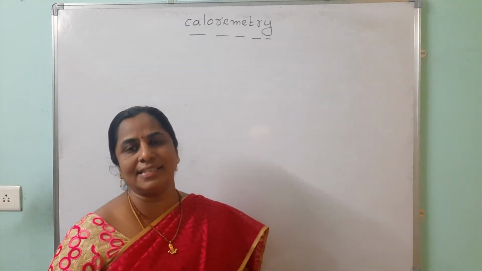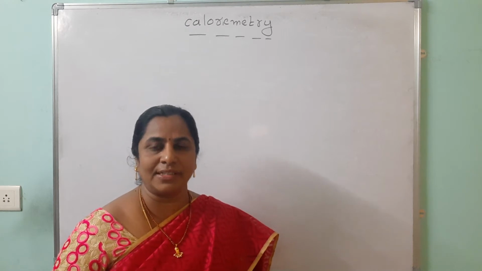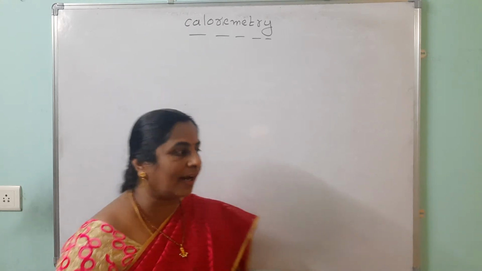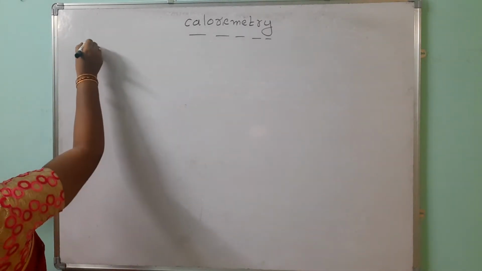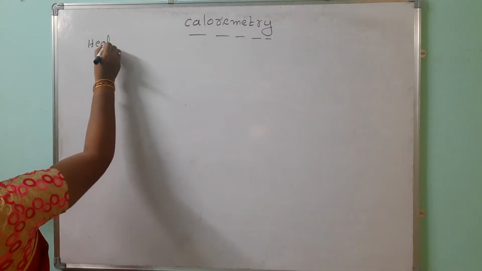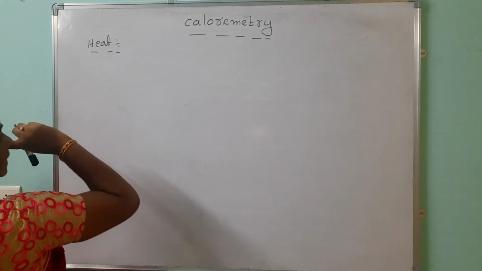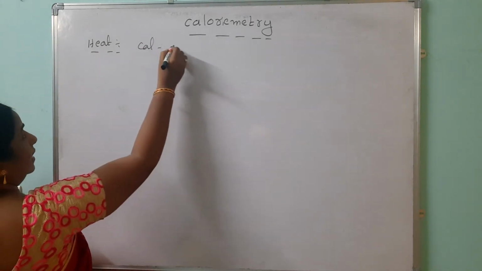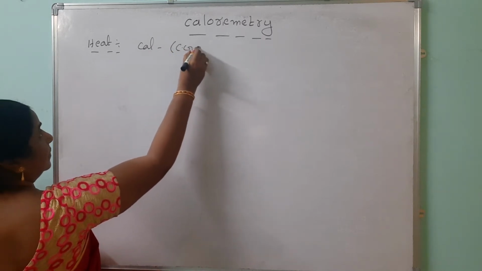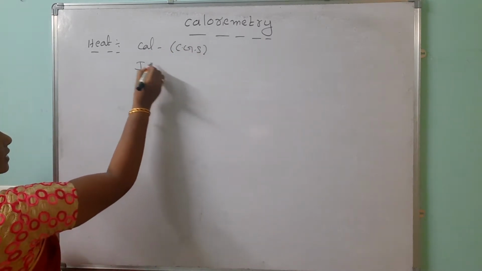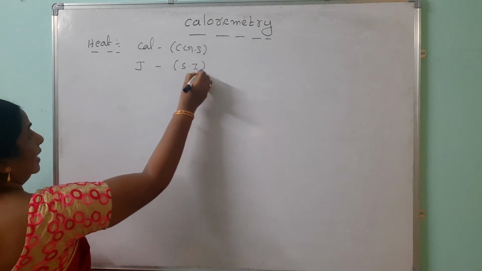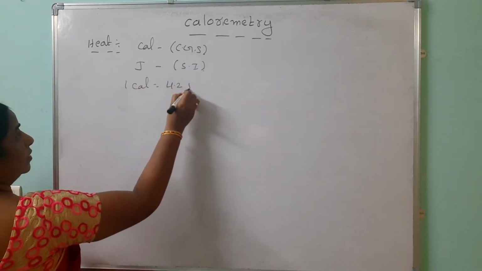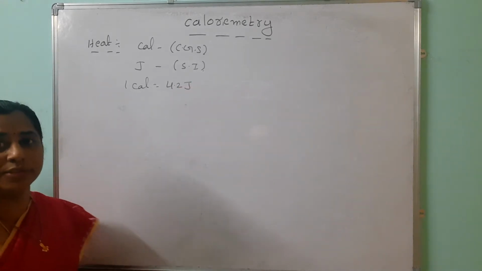Already you know that heat is a form of energy. Temperature, the degree of hotness or coldness, is called the temperature. But how do we measure heat? Heat is measured in calories in the CGS system, and joules in the SI system. You remember that 1 calorie equals 4.2 joules. You must remember that 4.2 joule.